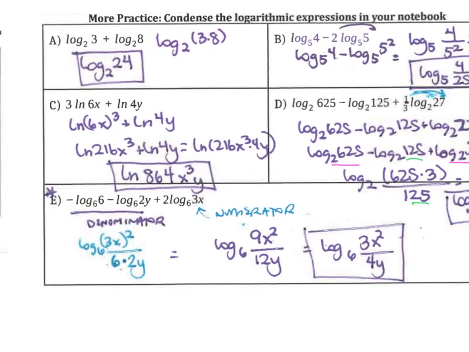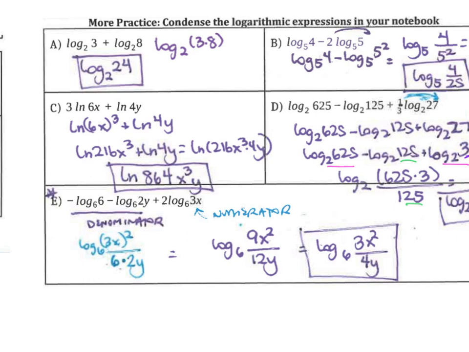Now looking at letter E, so anything with a negative is going to go in the denominator. So the 6 and the 2y go in the denominator. Then you have the 2 log 6 of 3x, and so this 2, that's the exponent, so it goes up there. It belongs to the 3 and the x. So therefore, this is 9x squared in the top, and then 6 times 2 is 12y. And then you reduce. So you can divide by 3, and so this is the final answer. Again, a really good challenging problem, and so I hope this helped you out.